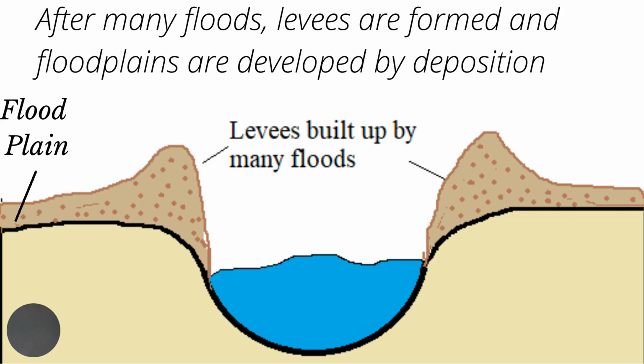After many periods of floods, a raised river bank called a levee will be formed as a result of the larger sediments being deposited closer to the channel. The finer materials carried further away from the channel will help to build up the floodplain.